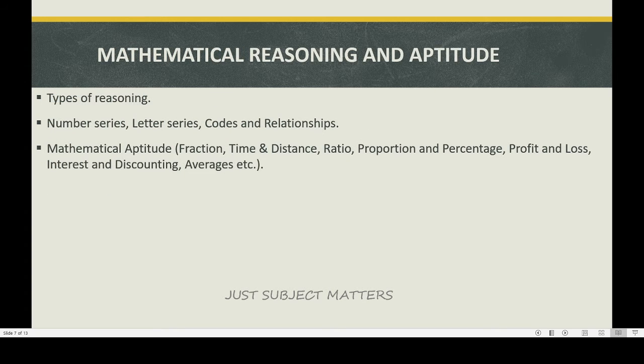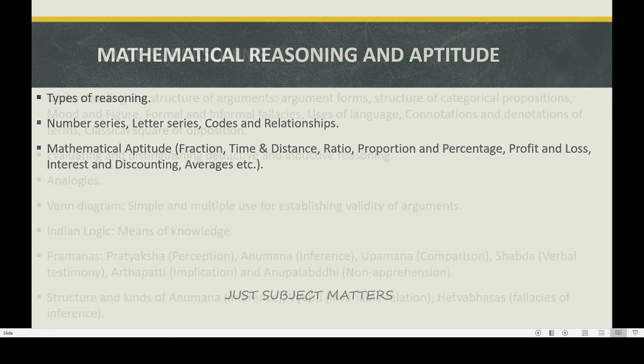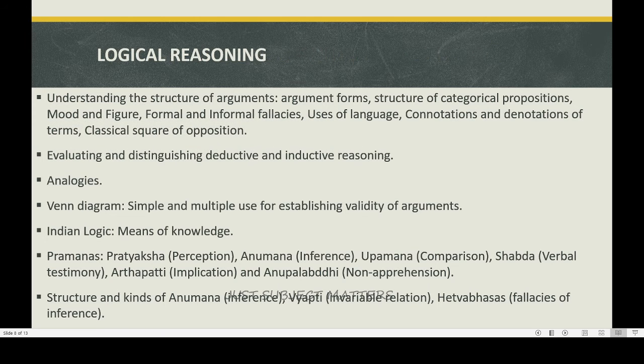Next comes mathematical reasoning and aptitude. In mathematical reasoning and aptitude, there are the types of reasoning, then number series, letter series, codes and relationships. Those are very important because questions will definitely be asked on number series, letter series, codes and relationships, followed by mathematical aptitude. That includes fraction, time and distance, ratio and proportion, percentage, profit and loss, interest, discounting, averages. So all these mathematical aptitude questions are very important. And next is logical reasoning.